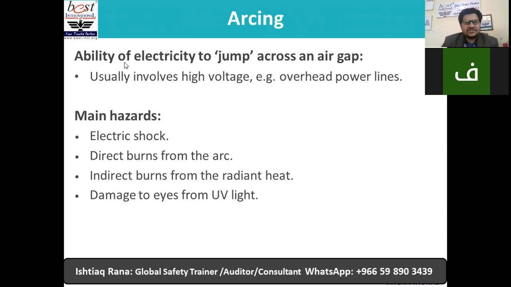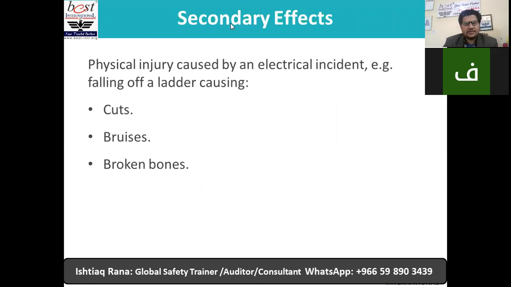Now, arcing is an ability of electricity to jump across an air gap, usually involving high voltage, overhead power lines. And what are the main hazards? Because of arcing, electric shock could happen, direct burns from the arc, indirect burns from the radiant heat, and also damage to eyes from UV light, ultraviolet light. And we have studied radiation, different kinds of. Secondary effect, physical injury caused by an electrical incident, falling off a ladder, causing cuts, bruises, or even broken bones.